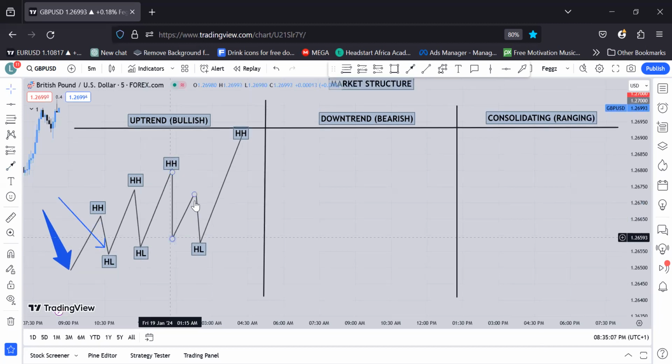Did you see? Why did we not label here as higher low? Because it was not this low that pushed price to go above this high. It is the low that pushes price that you label as higher low.